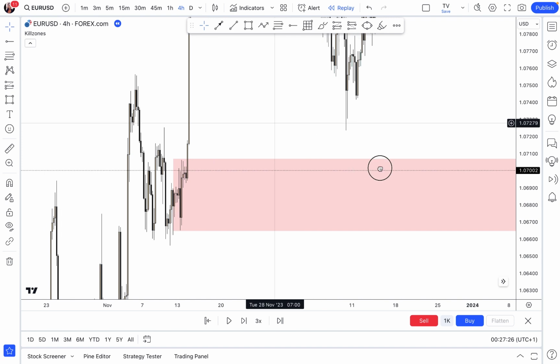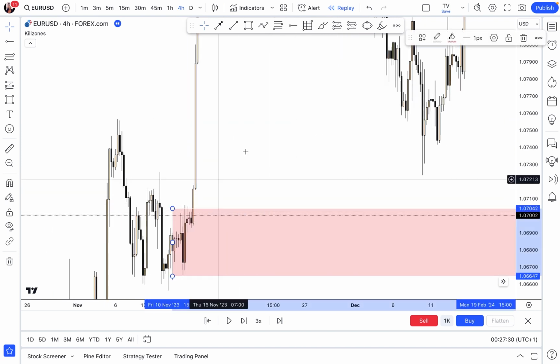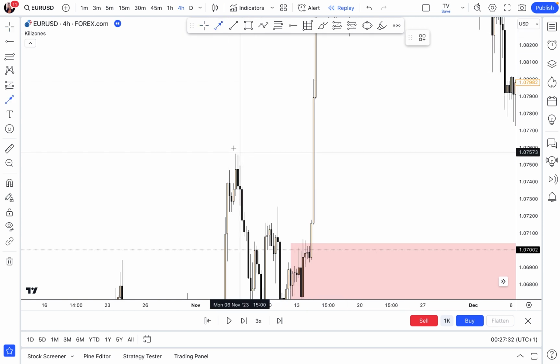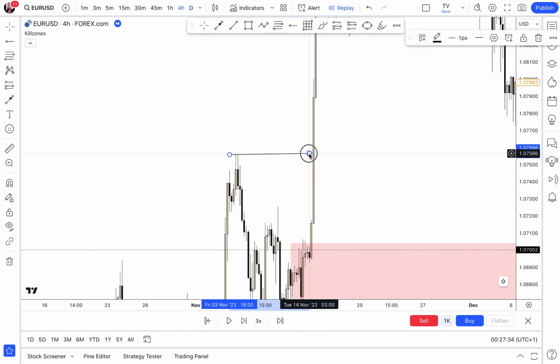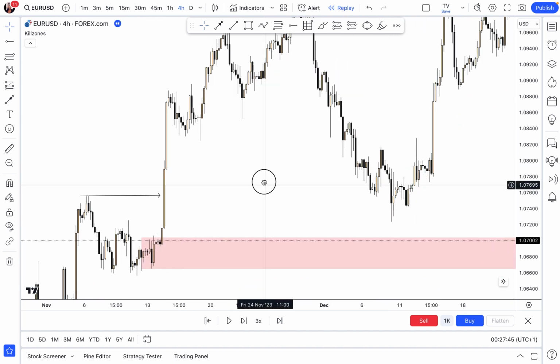This zone is a valid zone because it has the presence of imbalance, and not just that, this zone caused a break of structure to the upside. You can see right here that this high was taken out, it was broken by this impulsive move to the upside caused by this demand level right here.